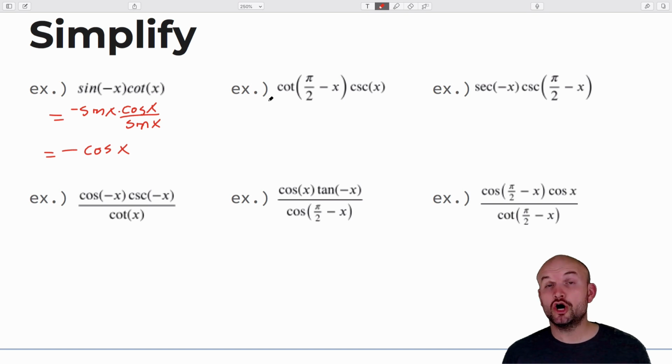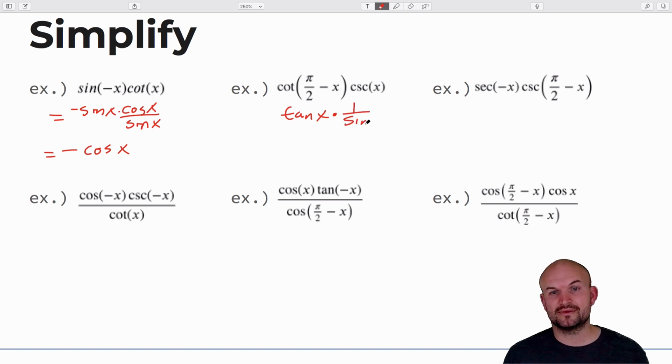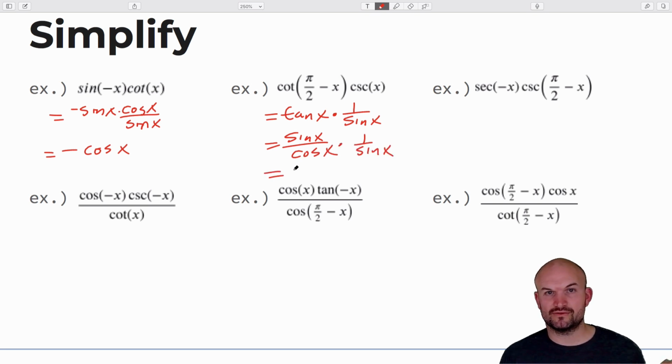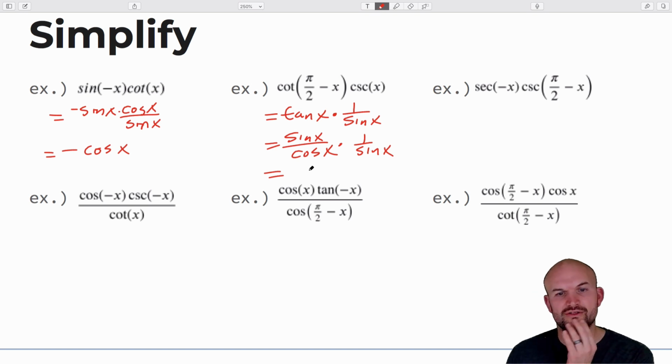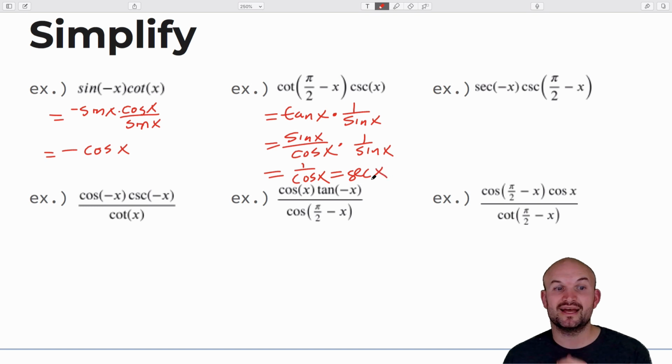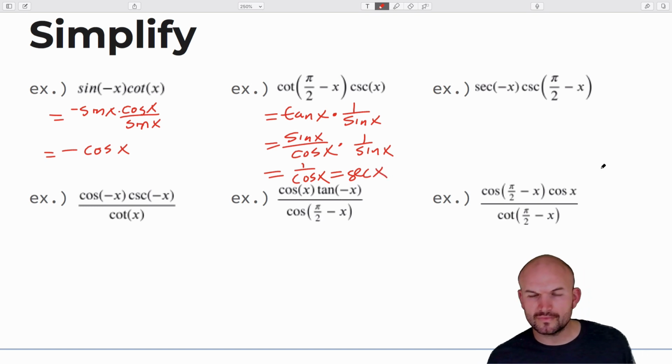Cotangent of x using the cofunction identity, right? Cotangent can only look like tangent of x. Cosecant, I'm going to rewrite that in terms of sine. And then tangent, I'm going to rewrite that as sine of x over cosine of x times 1 over sine of x, which I don't really like going horizontal after you're doing vertical. You can see, though, that's going to be 1 over cosine of x, which is just equal to secant of x. For the next one, secant of negative x.